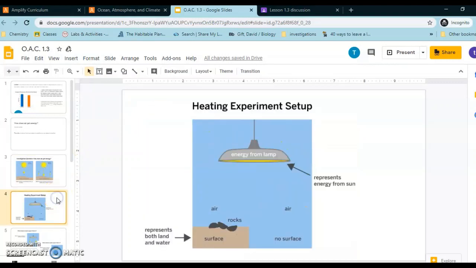And the way that we're going to do it is with this heating experiment setup. So we're going to have a lamp, which shows us our energy from the sun. We're going to have air, of course, with no surface. And we're going to have some rocks. These rocks are going to represent both land and water. Right? And this air here is going to represent the air right above the surface. So we're going to watch a quick video of Miss Jackson demonstrating this.